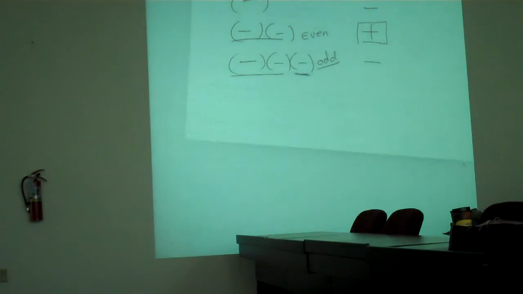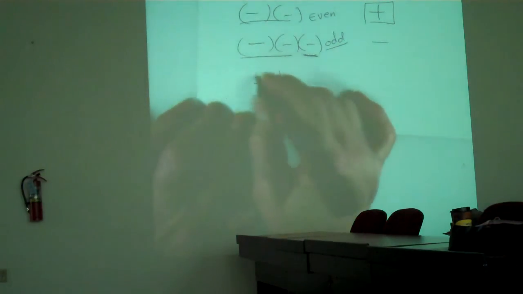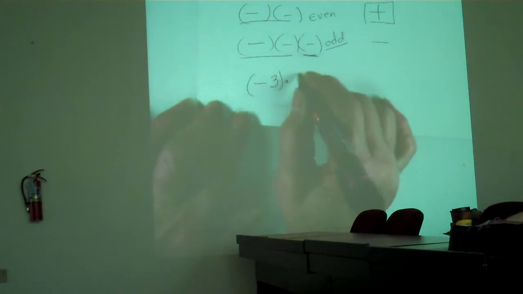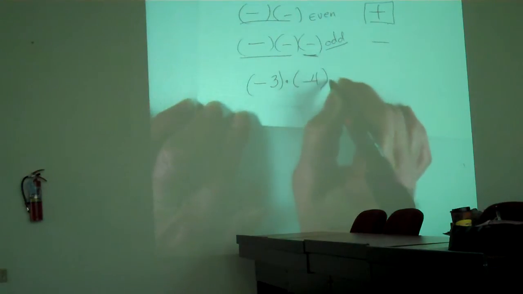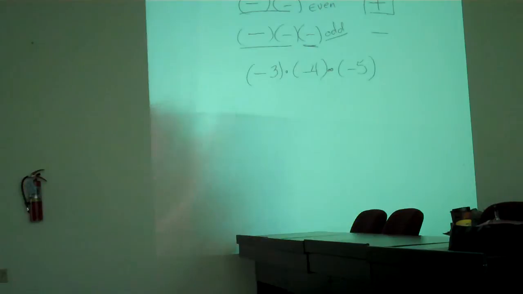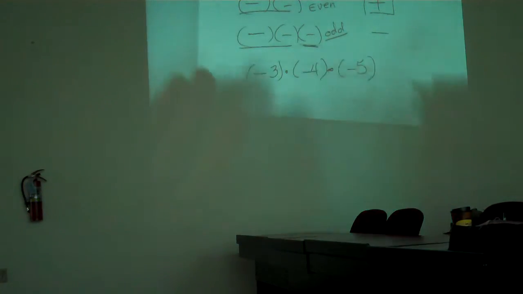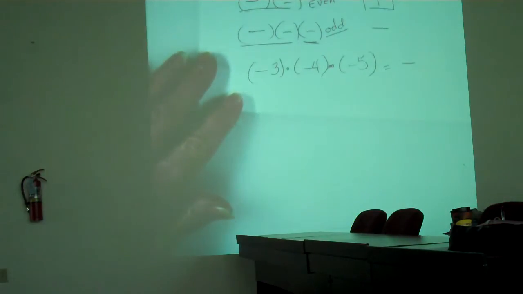Let's say we have 3 or 4 numbers multiplied. Let's start with just 3 numbers, like number 41. There's a -3 times -4 times -5. How many negatives are there? 3. There's 3 negatives, which is odd, so the answer -16 is negative.